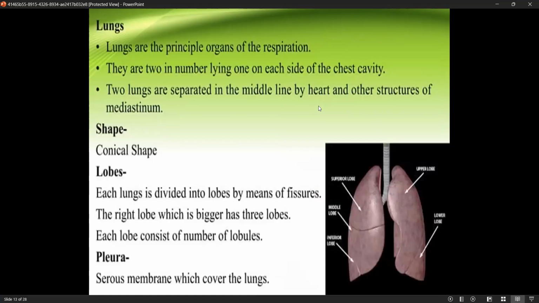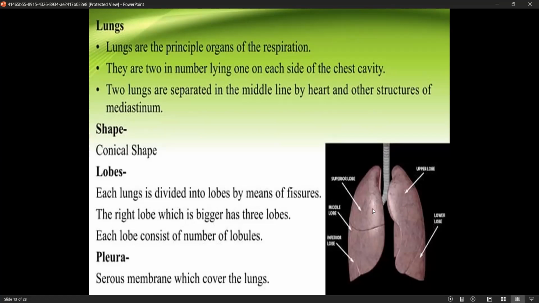Okay, let's move on to the lung part. That is the major or principal organ of respiration. There are two, the right lung and left lung, lying one on each side of the chest cavity and helping in our respiration. The two lungs are separated in the middle by the heart and other structures of the mediastinum. The mediastinum is at the upper level and the heart is present in between the lungs. The shape of the lungs is conical, and there are some lobes dividing the lungs. Each lung is divided into lobes by fissures.